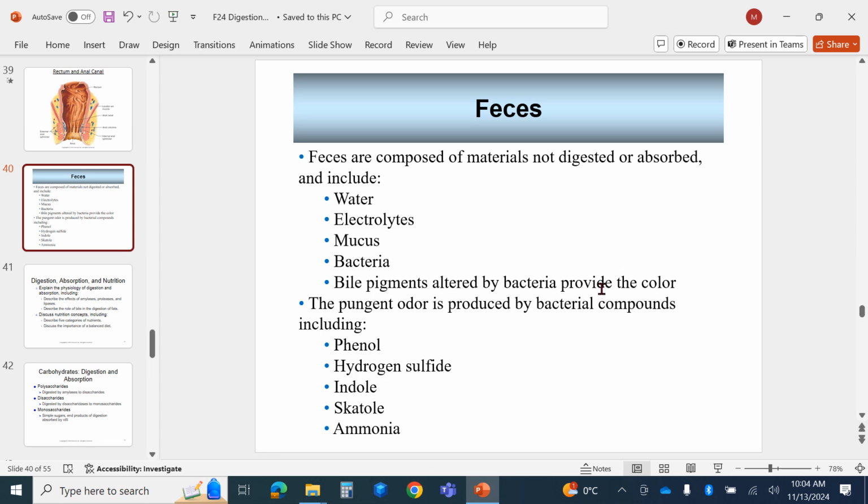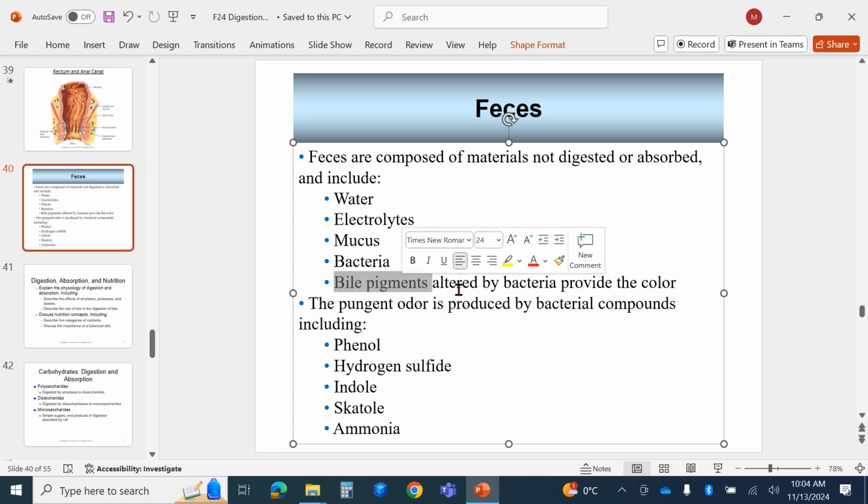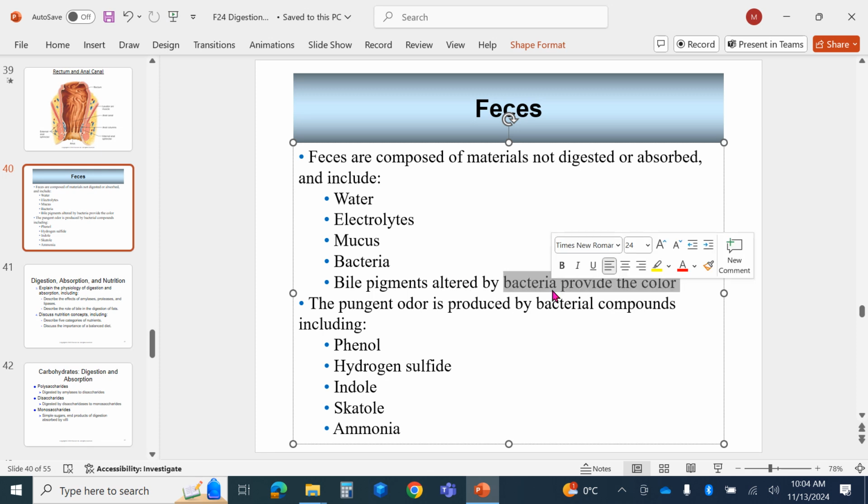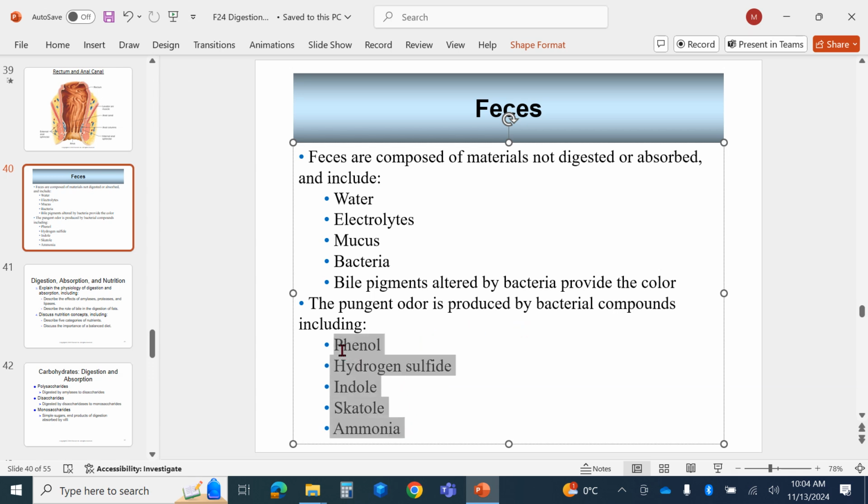Feces are mainly composed of water, electrolytes, mucus, and bacteria. The brown color is characteristic because of decayed old blood. You get bile pigments there, which provide the typical brown color. The pungent odor is produced by bacterial compounds. I'm not too interested in these ones here, but the healthy bacteria, you need that.